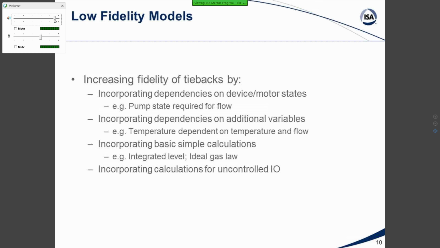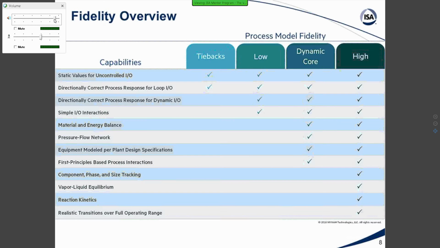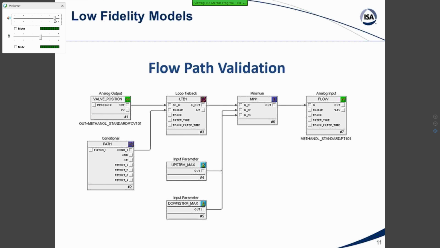So what this might look like, we're going to look at a couple of these examples, is from a flow path validation standpoint, and this is adding something that's going to be a requirement for flow to happen. If we start on the left-hand side, we'll notice this is very similar in that we have a valve position coming back to us, and then this is being fed into a tieback block that's going to scale it up, and then this is going to go out to a flow.